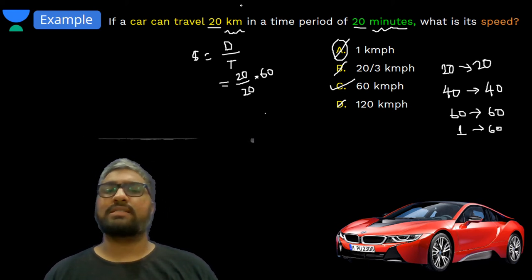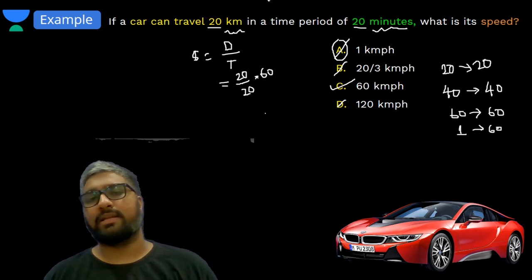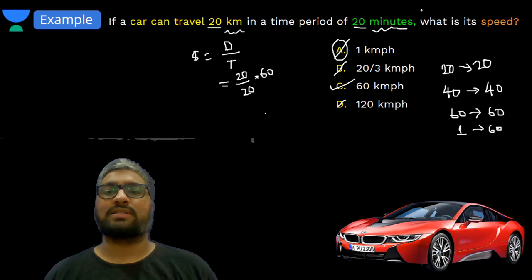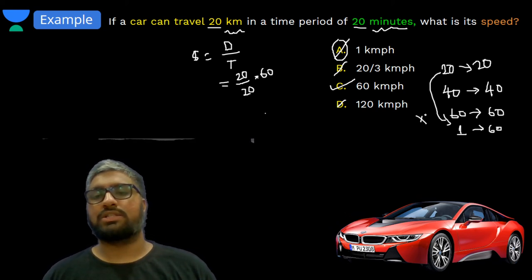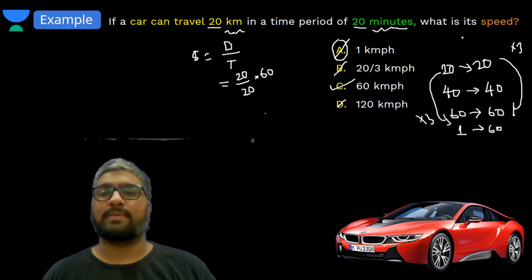Piyush, you can also consider it every minute, right? 20 kilometers in 20 minutes is 1 kilometer every minute, so for 60 minutes, 60 kilometers, all the same, right? Or all you have to do is just triple the distance and the time, because when speed is constant, distance and time are directly proportional, right?